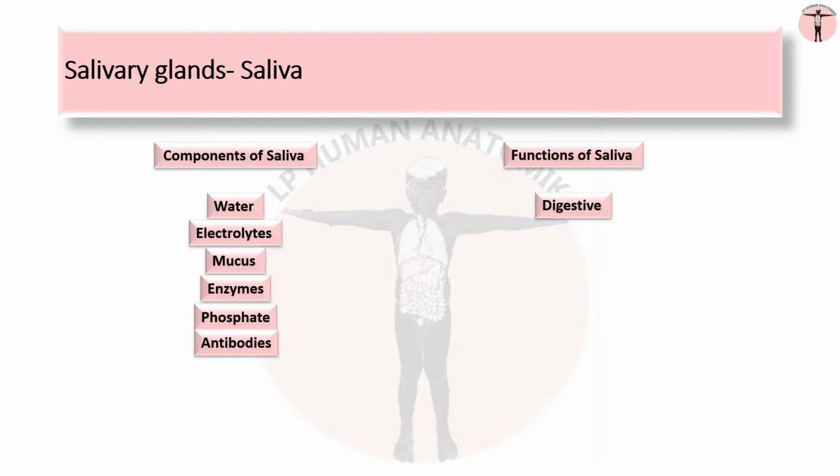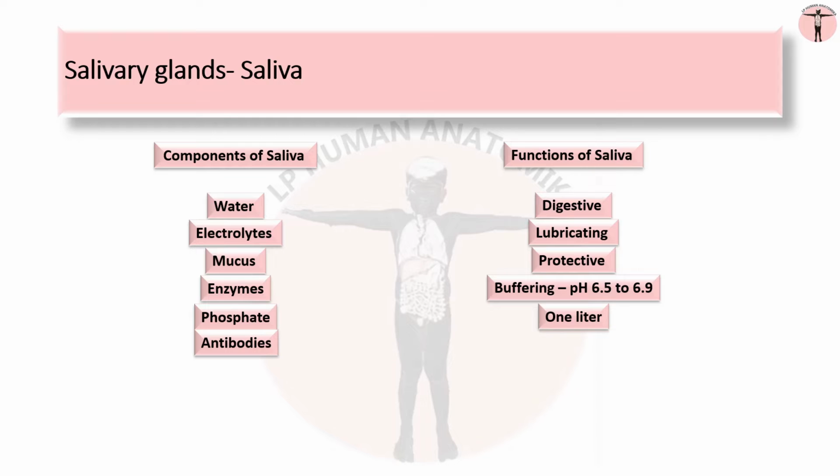It also has lubricating and protective functions. Protective function is bactericidal, that is controlling bacterial flora due to the presence of lysozyme and immunoglobulin A. With a normal pH of 6.5 to 6.9, saliva also has an important buffering action. It acts as a buffer. Around 1 liter of saliva is produced every day.